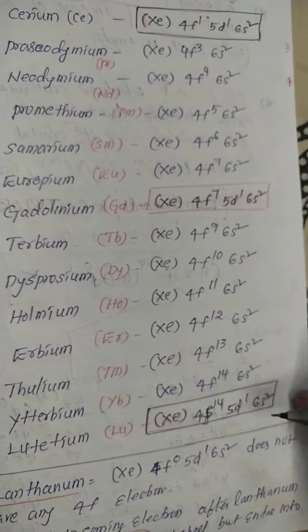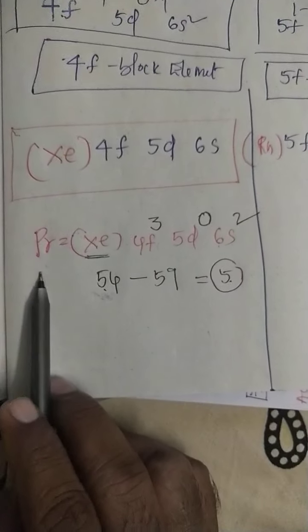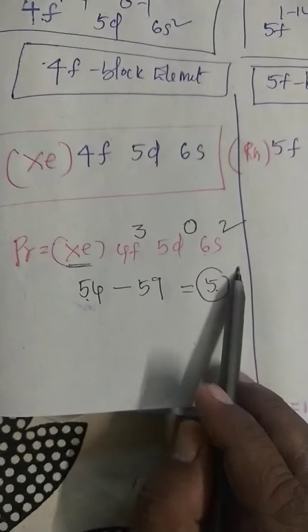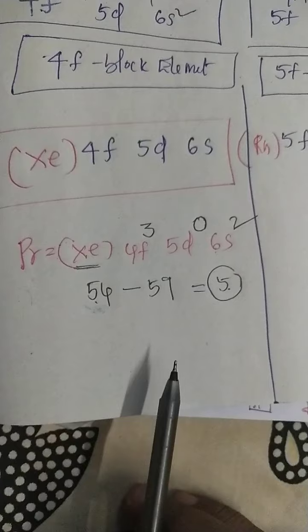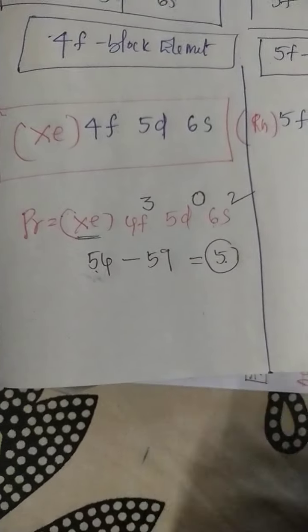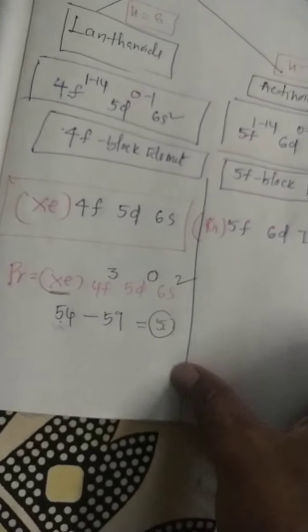So first of all, every student must learn the atomic number of the given element. After that, you can easily write the electronic configuration. What is the electronic configuration of promethium? Xenon 4f3, 5d0, 6s2. Now one more example, gadolinium. How to write gadolinium? In general, you write the electronic configuration as xenon 4f, 5d, 6s. This is the common electronic configuration.